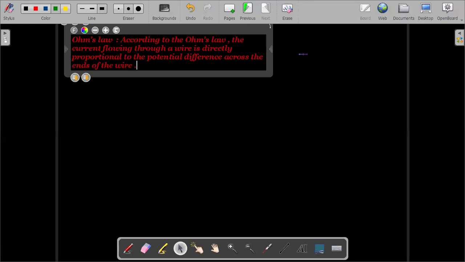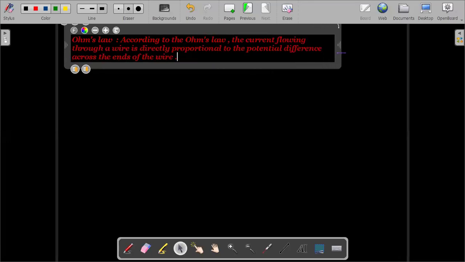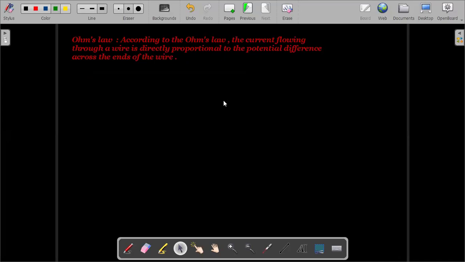So Siddhisri, what type of graph do you expect if I plot a graph between potential difference and current? Sudhanshu?